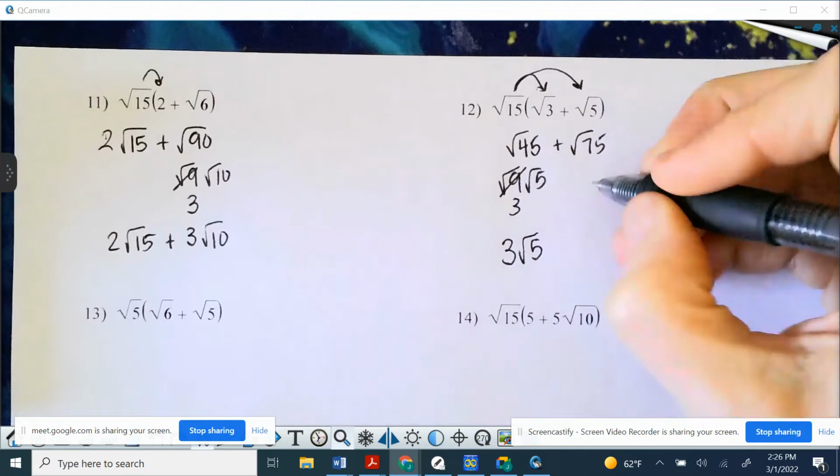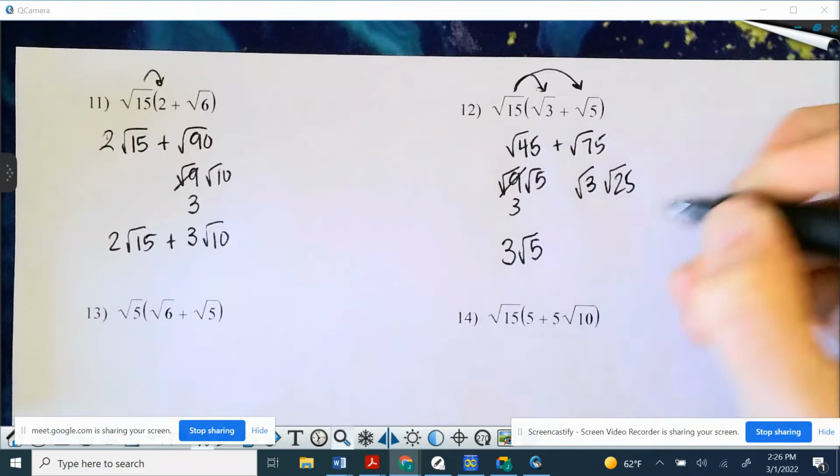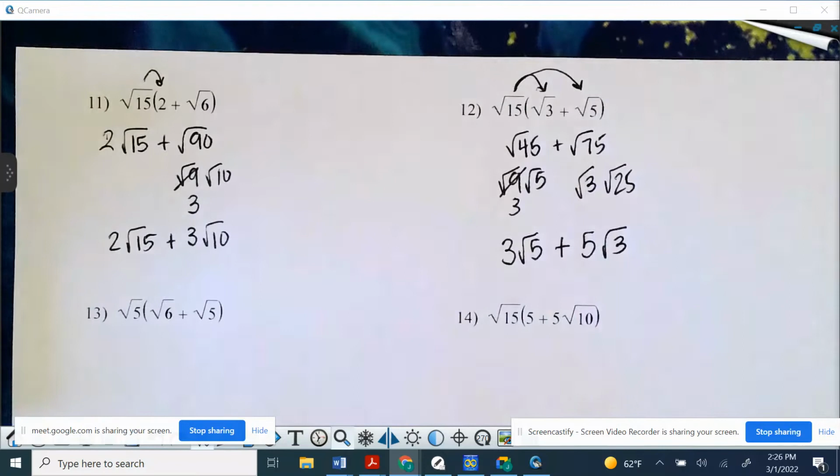75, like I said, I always think of 25. And the square root of 25 is 5, and square root of 3. And this is addition in the middle. And that's as far as you're taking it for the moment.